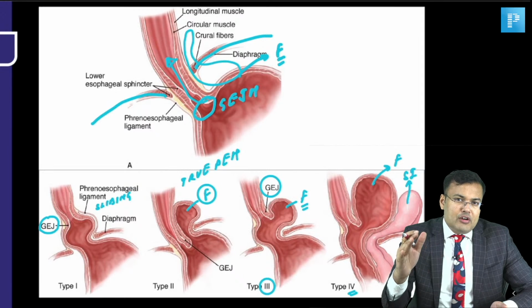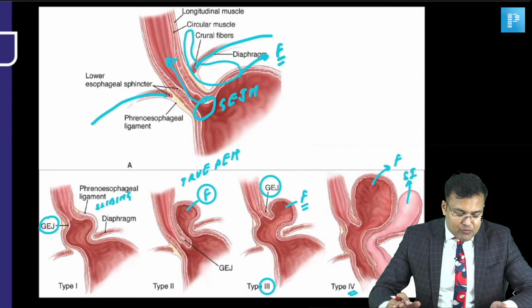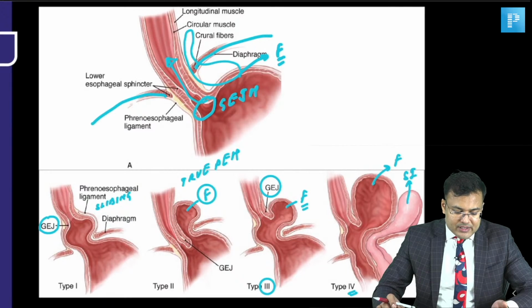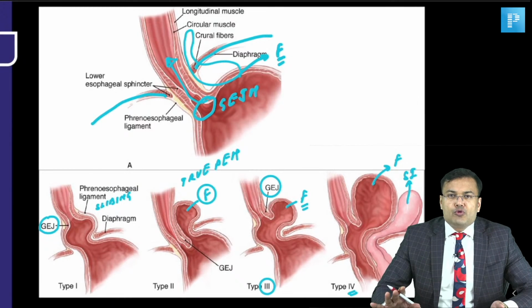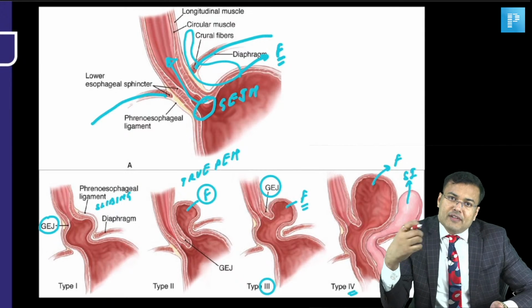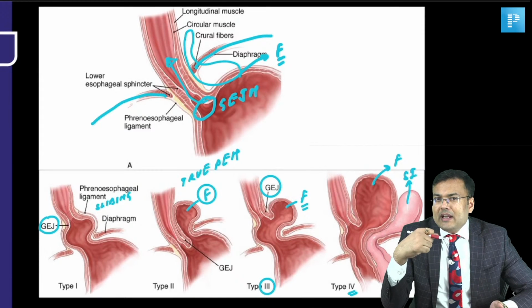So question for all of you guys, tell me which is the most common type of hiatus hernia? Out of type 1, 2, 3, 4, which one is the most common type? Type 1, yes. So it is sliding hernia which is the most common type. But you know that in sliding hernia there is no herniation of fundus, so it is not a paraesophageal hernia. 2, 3, 4 are paraesophageal hernia.